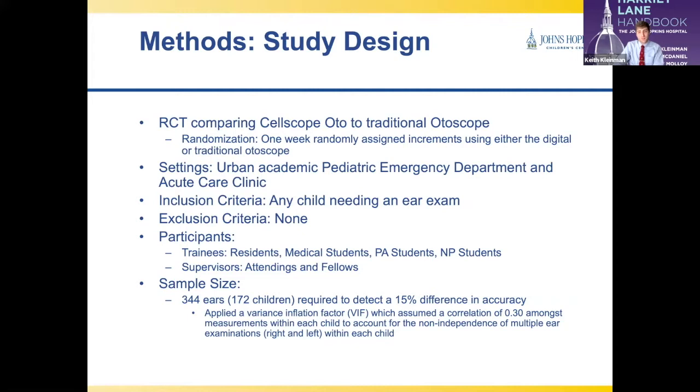And in order to calculate our sample size, we had to factor in the non-independence of the 2 ear exams. Essentially on any person, you're going to look in both ears, and one finding might affect the other side, depending on how you interpret something. And so to control for that, we used the variance inflation factor with a correlation of 0.3. And we found that in order to detect a 15% difference in accuracy, we needed 344 ears, or 172 children.